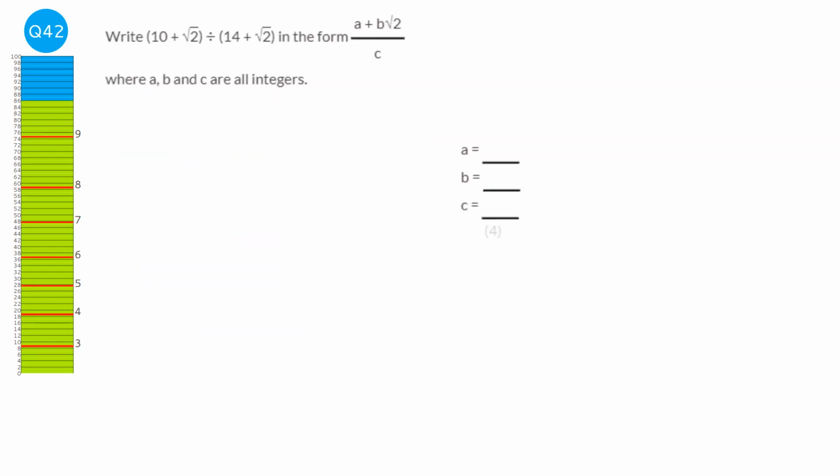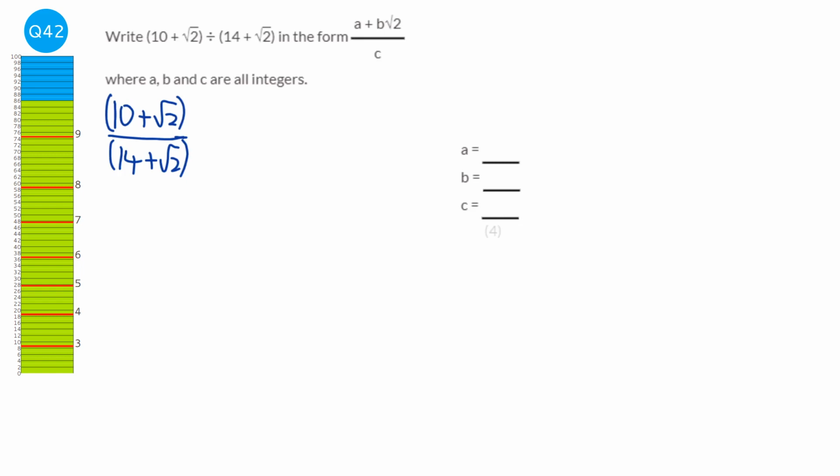So for this question, first thing to notice is there's a divide there, and we can actually just write this as a fraction. So 10 plus root 2 over 14 plus root 2. I'm going to keep the brackets there. We don't need them when it's in a fraction, but it will help us for the next step. So we're asked to change this into a fraction without a surd at the bottom. And so it's basically asking us to rationalise the denominator. Now, when you have two terms, including a surd at the bottom, we need to do something a bit special with this.